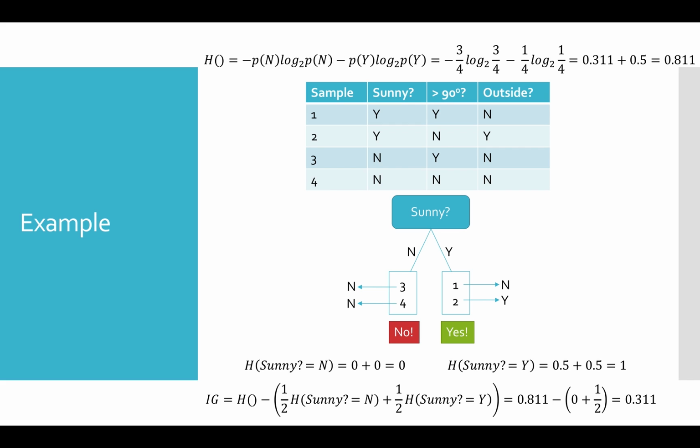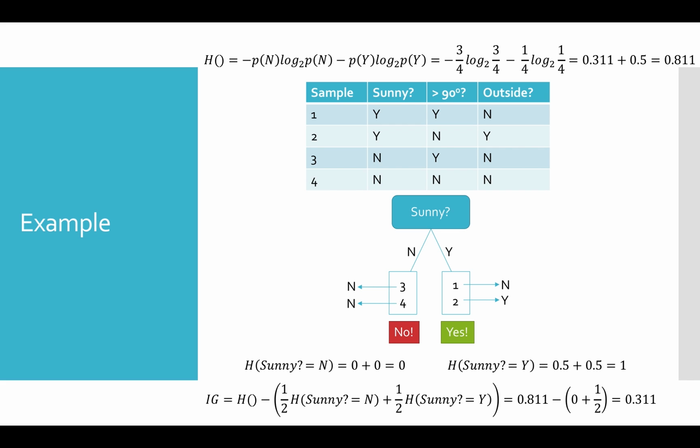Information gain, remember, is the entropy of the whole set minus the probability that I ended up on one side of the split times the entropy of that side of the split plus the probability I ended up on the other side of the split times the entropy of that side of the split. So on the left side, what's the probability that I ended up on the left side of this split? Well, there's 2 samples on the left side of the split and there's 4 samples that we started with. 2 out of 4 is 1/2.